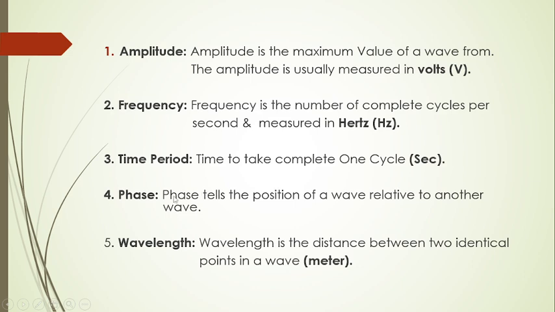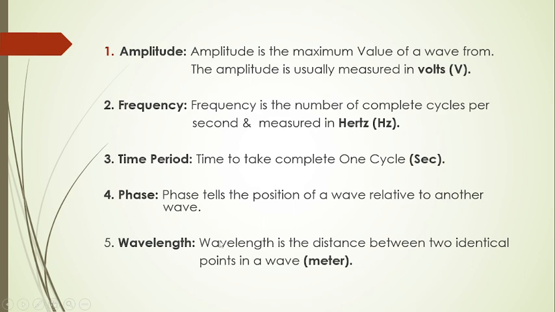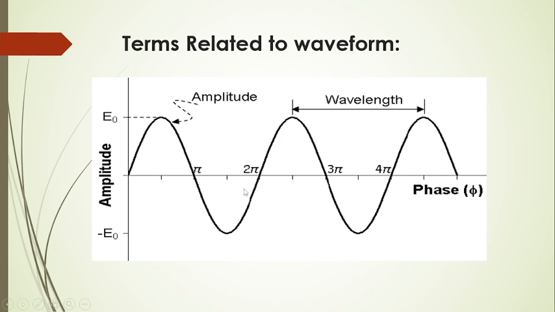Then the next one is phase. Phase tells the position of a wave relative to another wave, where it actually lies. Then the next one is wavelength. Wavelength is the distance between two identical points in a wave. It's measured in meters. So this is one point, this is one point. These are two identical points, and the distance is called a wavelength. Suppose we can take this one, this one. This is also called a wavelength. So this point to this point is also called a wavelength. So these are some terms related to the waveform.